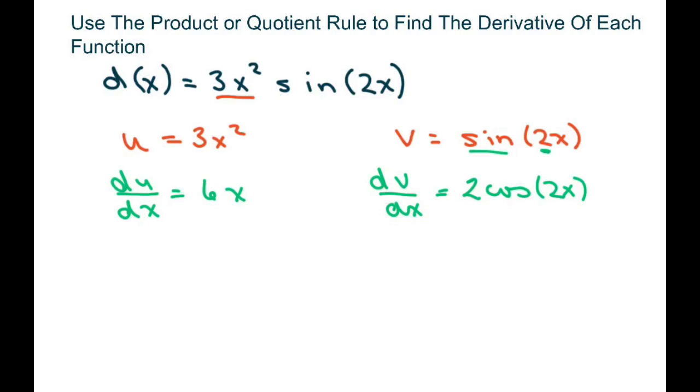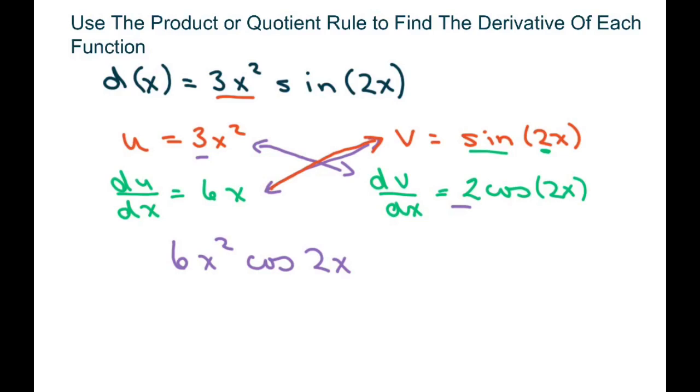Now basically what we're going to do is use the product rule, and what I'm going to do is take multiply these two together and multiply those two together. So to multiply the first together, I'm going to get 6x squared cosine of 2x. So multiply the 2 and the 3 together. Now for the second part, I'm going to add, so this is going to be 6x times sine of 2x. And that's your final answer.